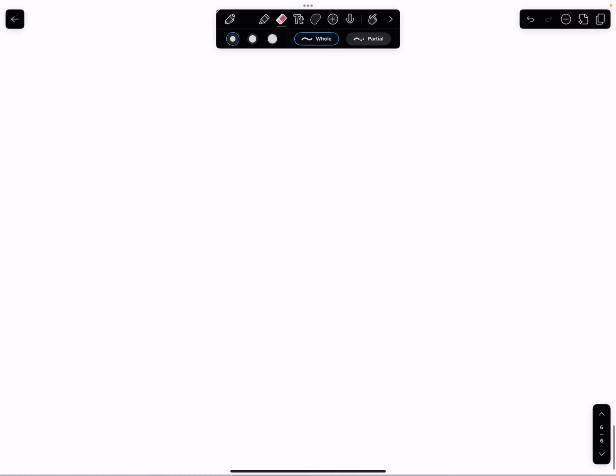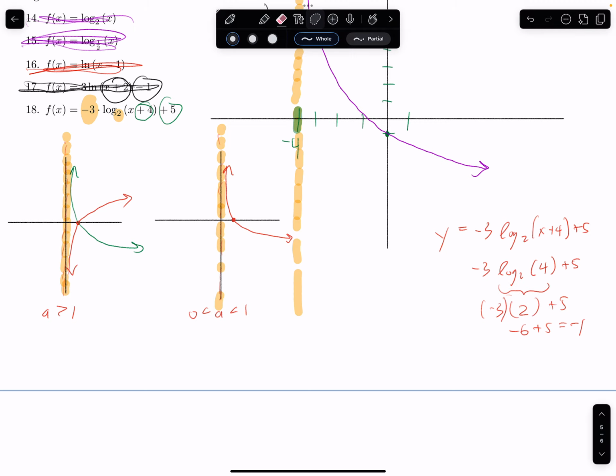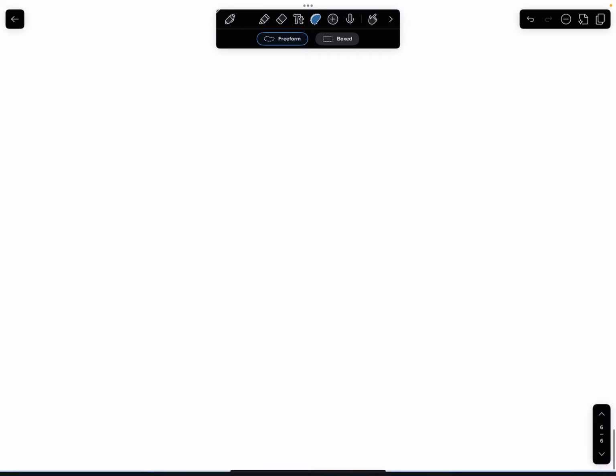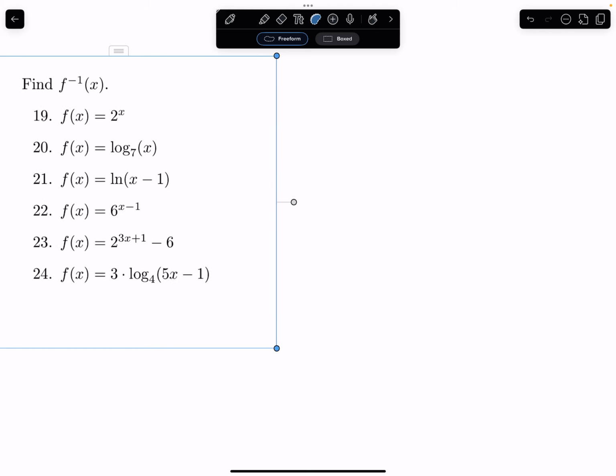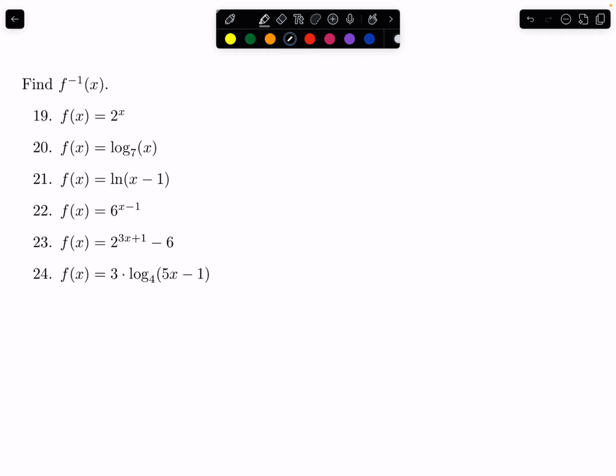Okay, we're just practicing finding inverse functions now. And this is the same process we did back in the day when we were first introduced to finding inverse functions. Swap the x's and y's, solve for y. Okay, so let's do it. Number 19.